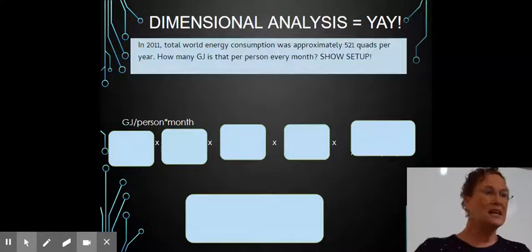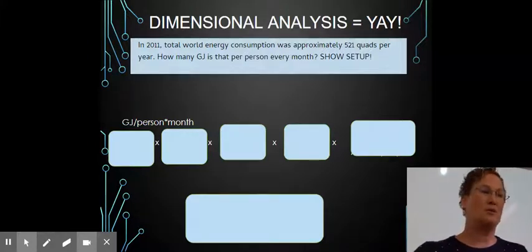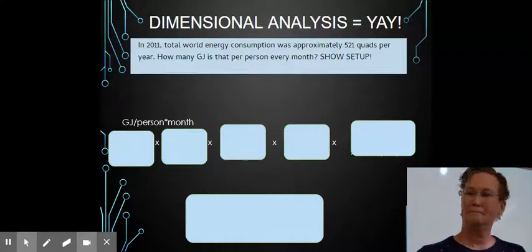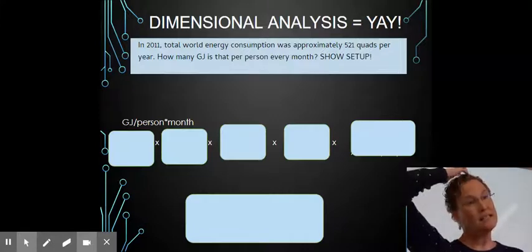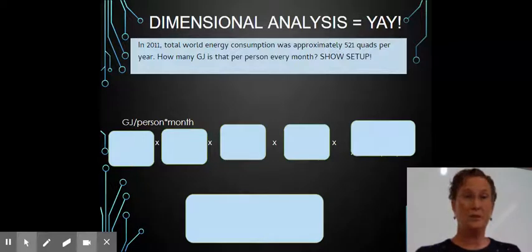That's another thing. So we are looking for the gigajoules per person per month. That's what you're going to start with, and you are writing this in your packet. You could pause the video right now and see if you could set things up, and then I'm going to go through the setup with you, okay?